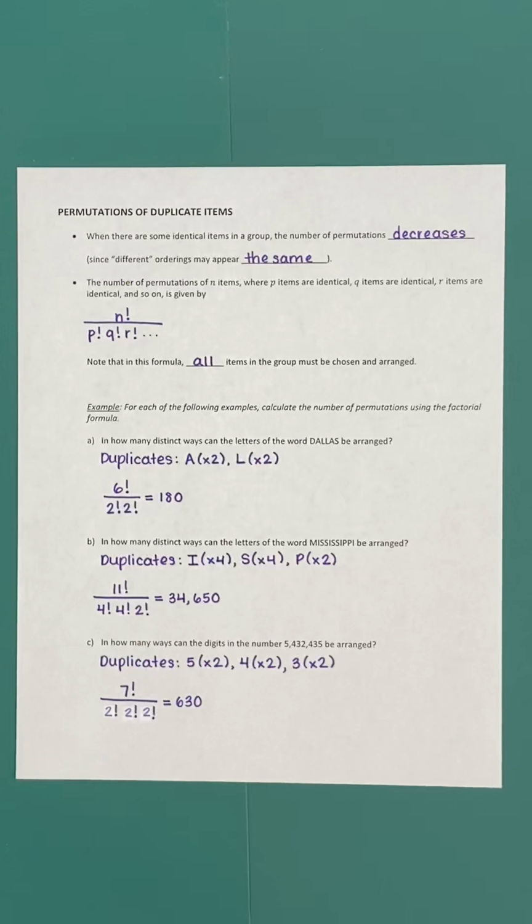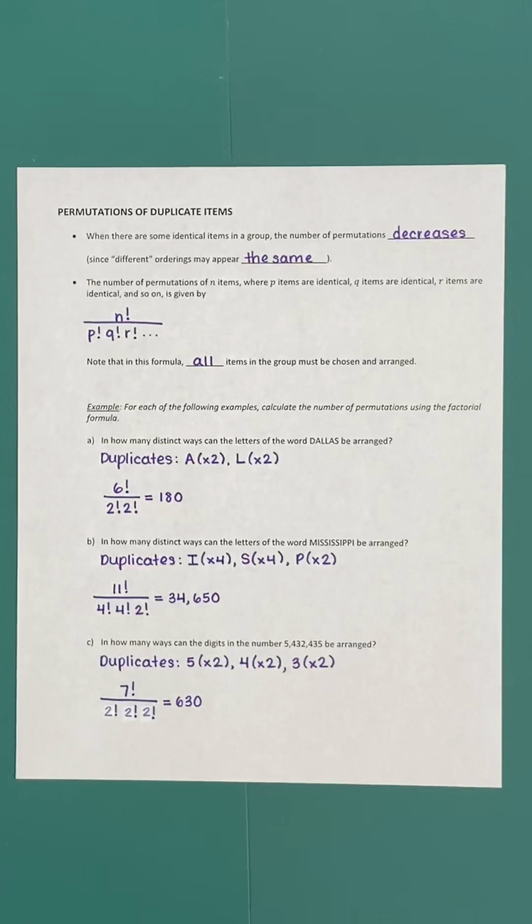So the number of permutations of n items, so we still have our value for n, that's still the number of things that we have to choose from, okay? P are identical, Q are identical, R are identical, and so on and so forth. So think of those as subsets of items that look the same. So maybe we have 2 of one type of letter, 3 of another type of letter, something like that. Those are sets of duplicates. We're looking for the sets of duplicates.